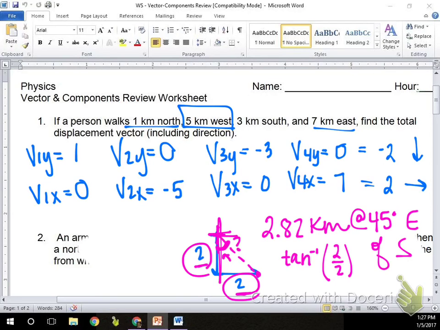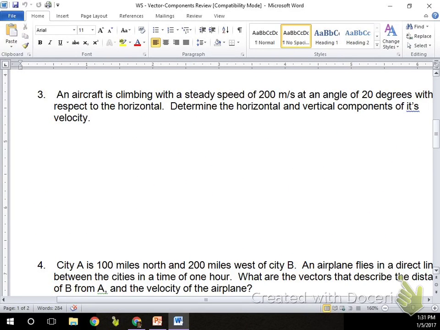Okay, good. So it says an aircraft climbs at 200 meters per second, 20 degrees to the horizontal. Determine the horizontal and vertical components of its velocity. Okay, what does the phrase "with respect to the horizontal" mean? Where do we draw our angle? What do you think? Do we remember?